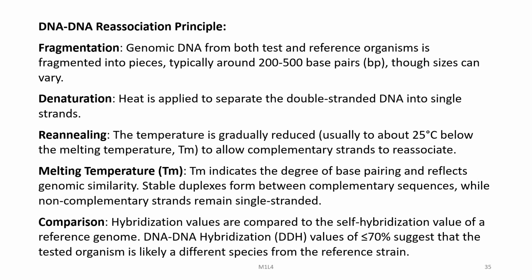So, in DNA reassociation, we do first fragmentation. Genomic DNA from both test and reference organism is fragmented into pieces, typically around 200 to 500 base pairs, although the sizes can vary. Then we go for denaturation. Heat is applied to separate the double-stranded DNA into single-stranded DNAs. Then we go for reannealing. The temperature is gradually reduced, usually to about 25 degrees centigrade below the melting temperature, to allow complementary strands to reassociate.